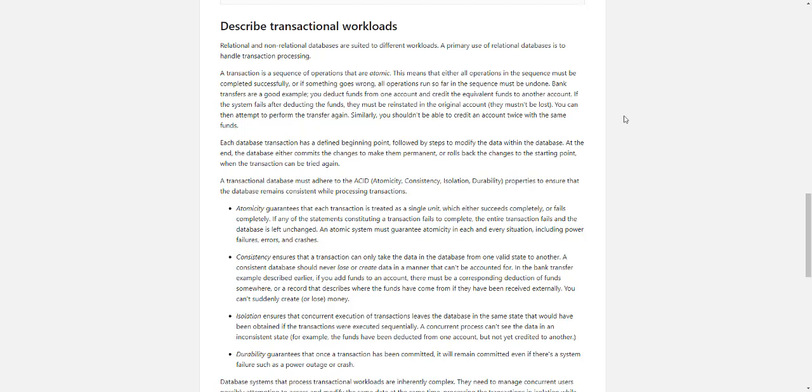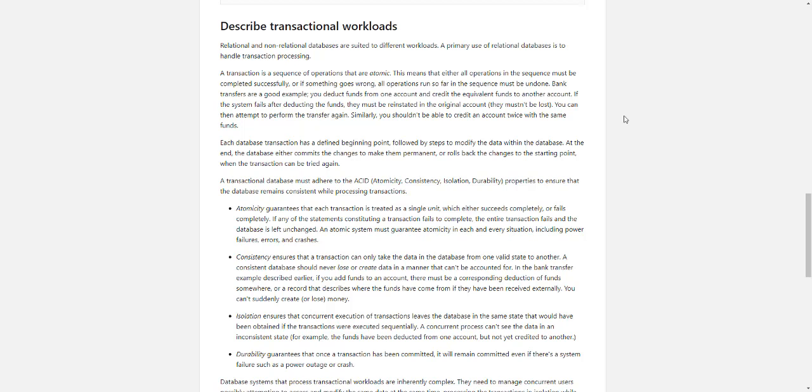Bank transfers are a good example. You deduct funds from one account and credit the equivalent funds to another account. If the system fails after deducting the funds, they must be reinstated to the original account. They mustn't be lost. You can then attempt to perform the transfer again. Also, you shouldn't be able to credit an account twice with the same funds.